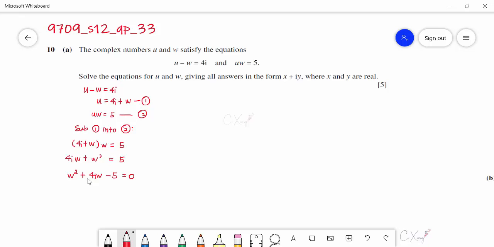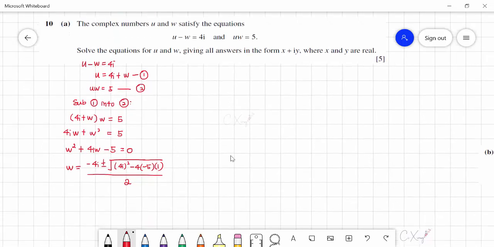The first one is you can see that this is a quadratic form equation in terms of W, right? So what we are going to do here is use the quadratic formula for W, which is negative B plus minus the square root of B squared minus 4AC, then divided by 2A. Right, so you continue further.